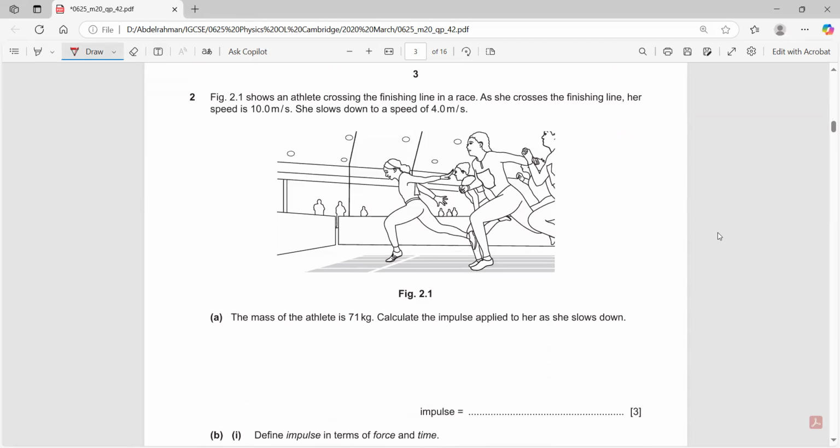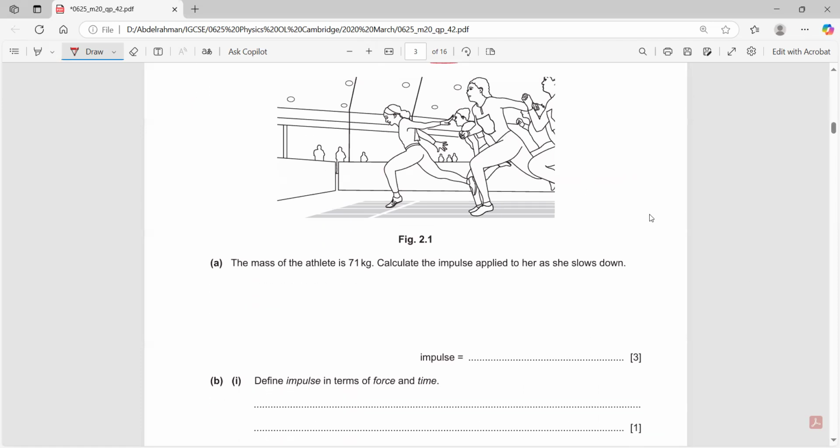Figure 2.1 shows an athlete crossing the finishing line. As she crosses the finishing line, her speed is 10 meters per second. She slows down to 4 meters per second. The mass of the athlete is 71 kilograms. Can I find the impulse?